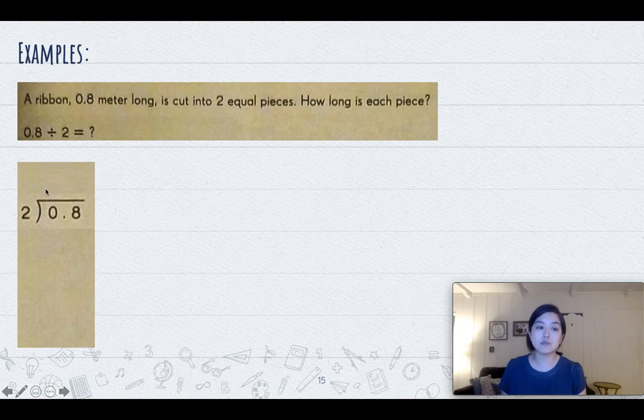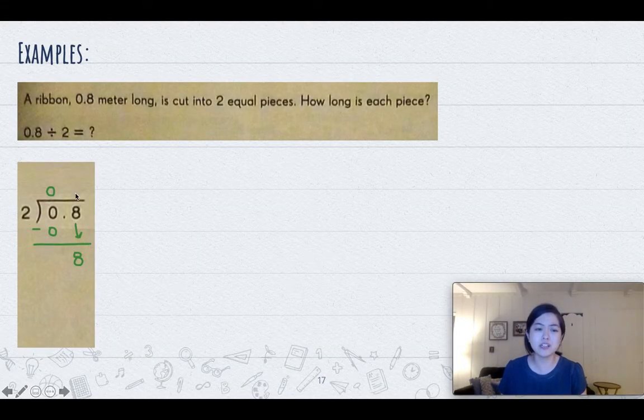So 2 times what gets you 0? 0. 2 times 0 gets you 0. So let's subtract 0 from 0. And then we just get 0, right? So let's for now ignore the decimal point, okay? We'll put it back later. We're going to ignore it for now. Let's bring down the 8.